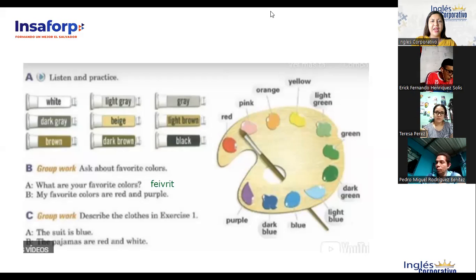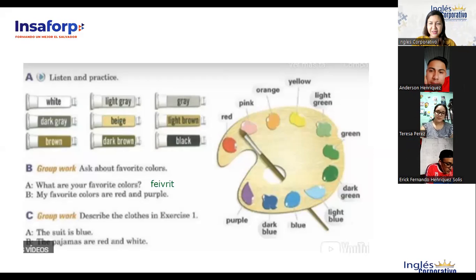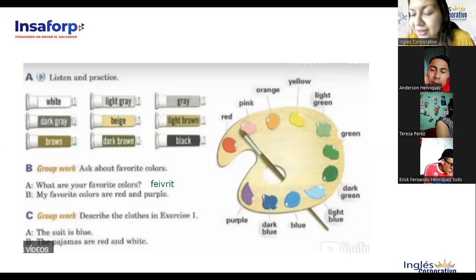I'm going to start with Anderson Alexander. What are your favorite colors? My favorite color is red. Can you repeat? My favorite color is red. It's red. Okay, only one color. Uno. Only one color. Okay.